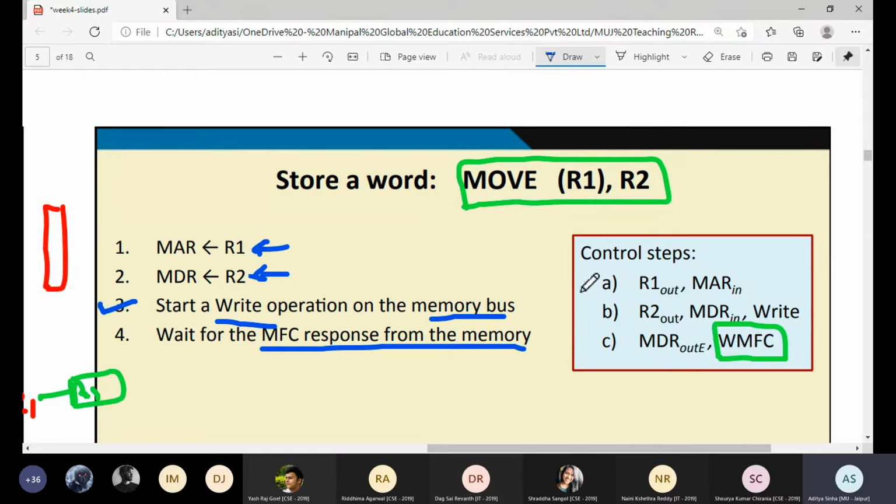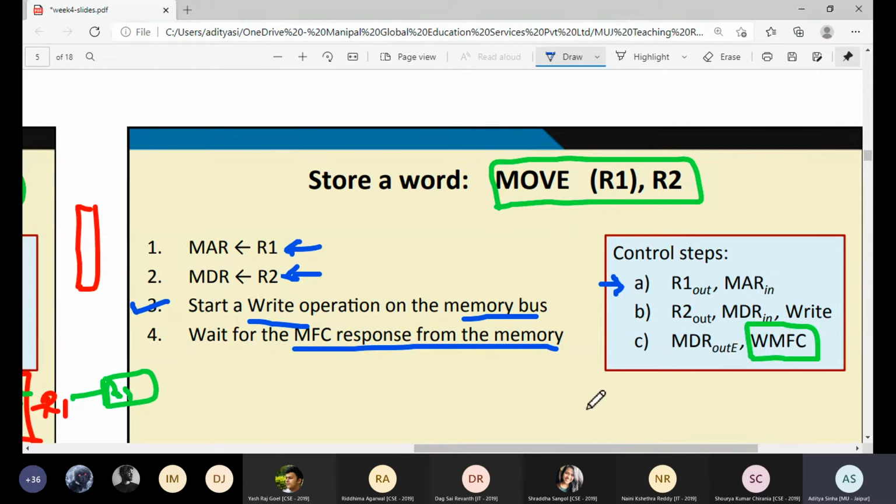What will be the control steps for it? Firstly, R1 out. Why? Because the address which is inside R1 should now be in the MAR. Okay, R1 out, the data goes where? Will it go on the memory bus or the system bus?